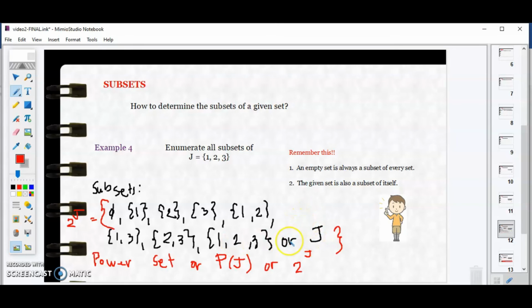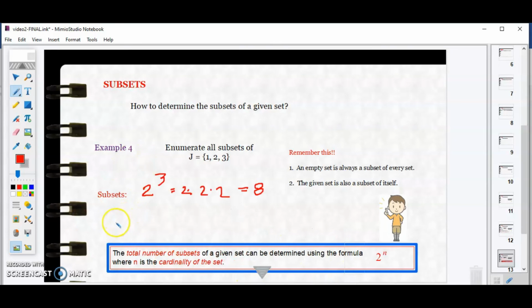So, kompleto tayo. Ngayon, how are we going to indicate the cardinality of the power set J? We just write, so balik tayo dito, we just write n, and then the name of the power set, you could have 2 raised to J, for the cardinality of the power set J equals 8. Siyempre, kapag mas marami na ang elements ng set, mas marami rin yung magiging subsets niya. Kasi nga, ang base natin ay 2.